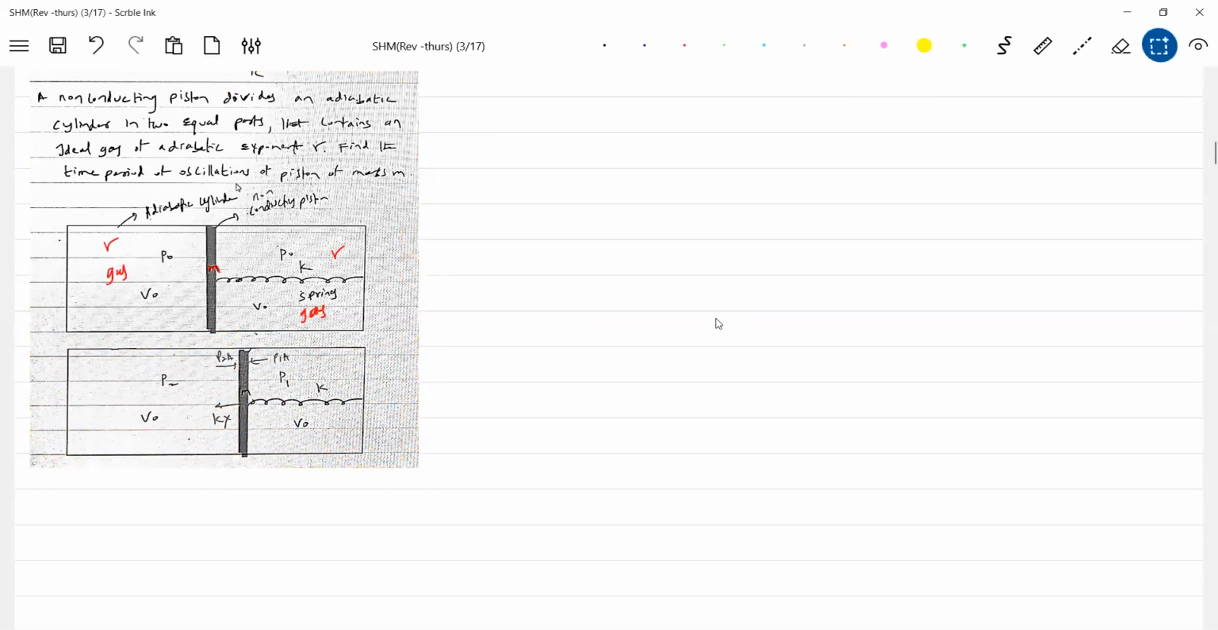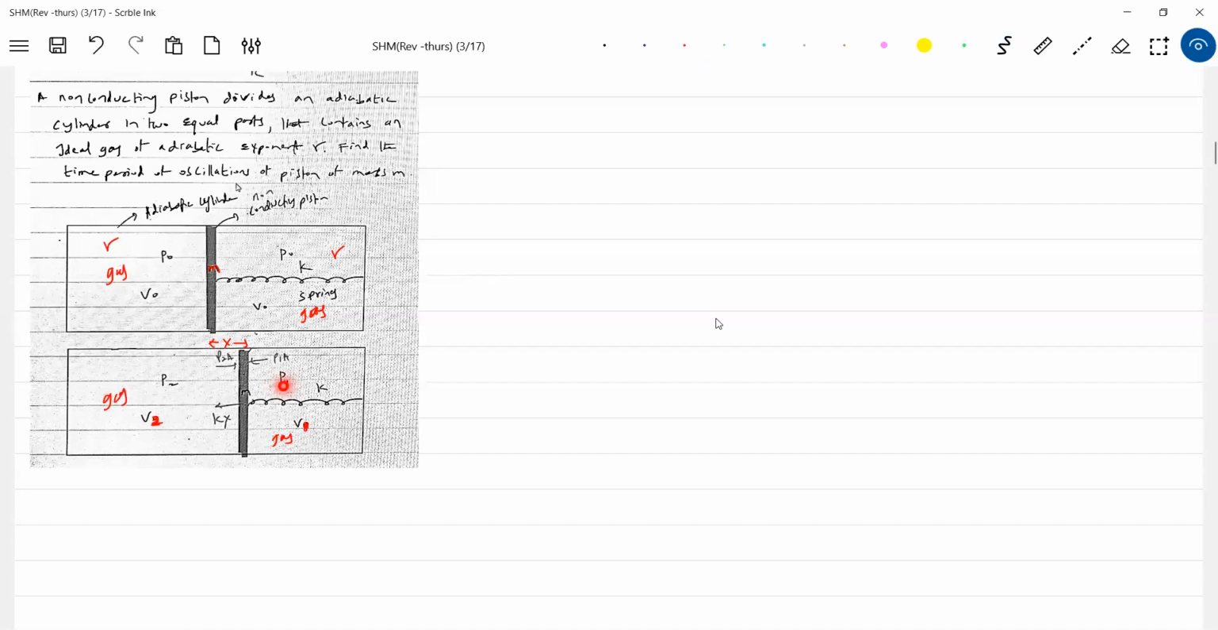Okay, this is what happens. When I displace this piston towards the right by a distance x, let me write this distance x. I'll push this piston and release it. Then the gas will be compressed, no? So it will have some volume. I'll write it as volume V1, and this volume as V2. And the pressures in the gas will be P1, P2.